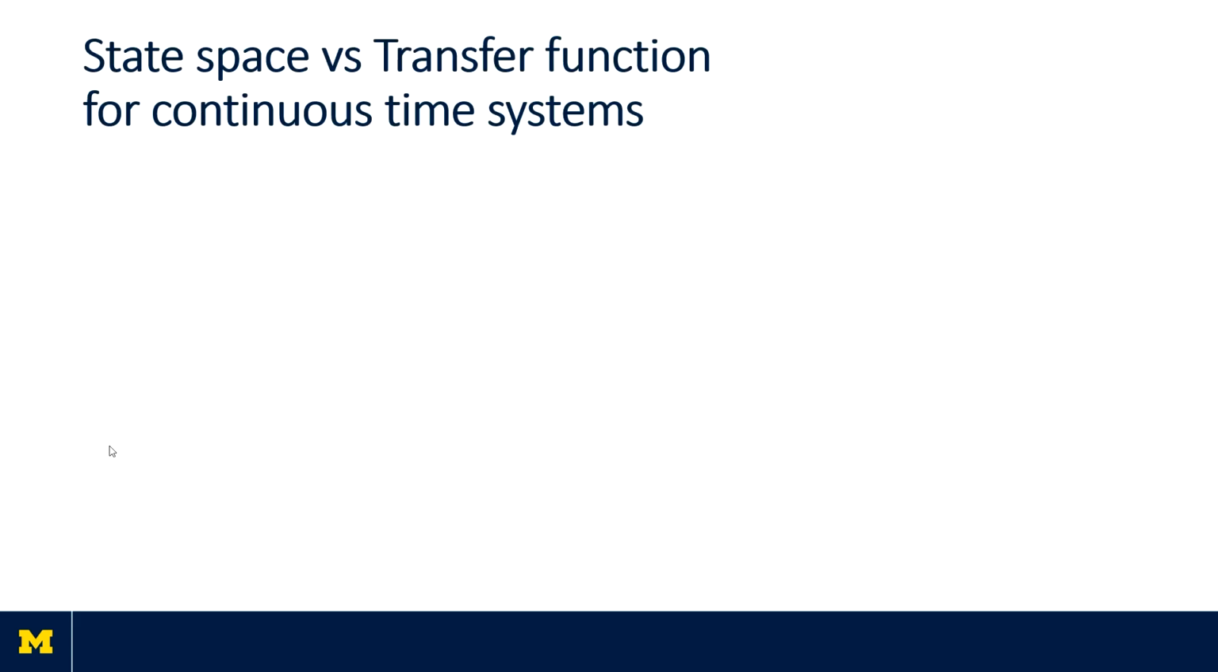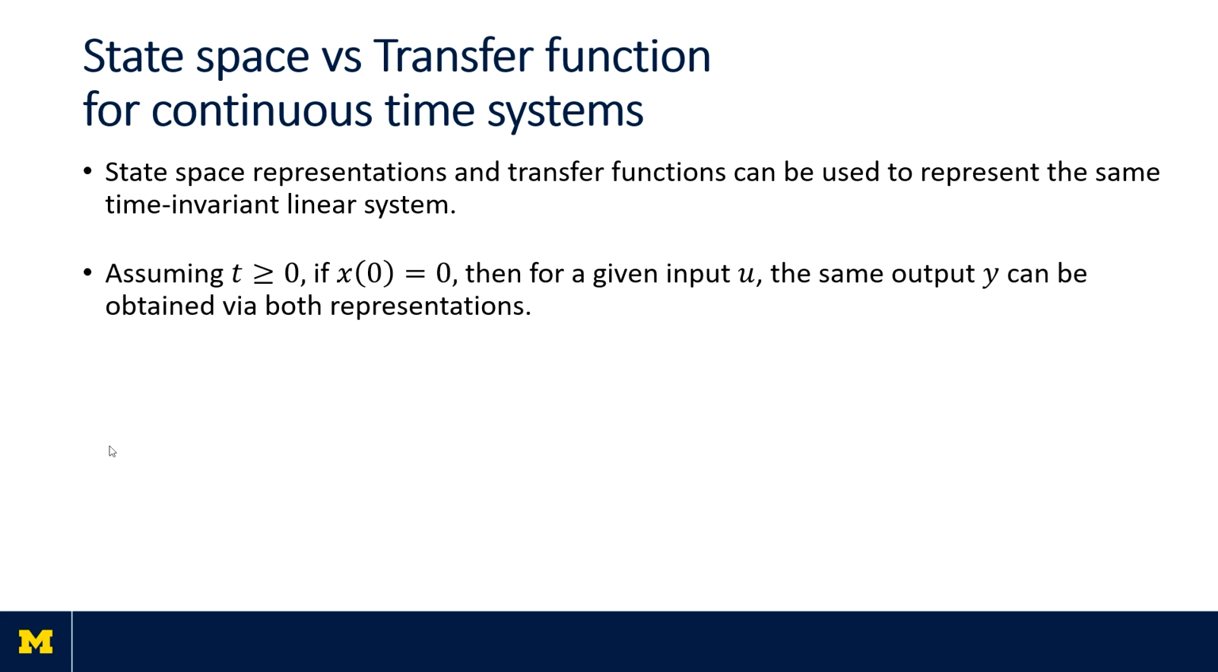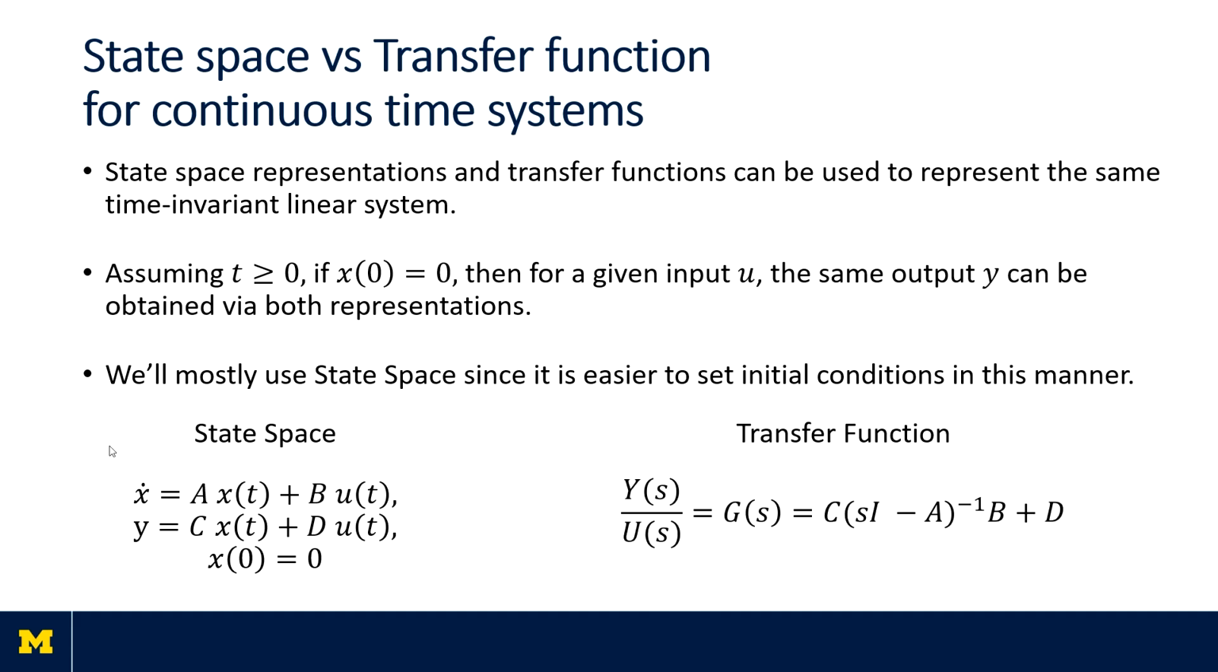Finally, I wanted to talk about the state space and transfer function representations. They can both be used to represent time invariant linear systems. However, they are quite different. As you can see in the last couple of equations, you can see how they can be made into one another. However, you should take into account that only assuming that time is greater or equal to 0 and that the initial condition is equal to 0, then for a given input, both representations will yield the same output.